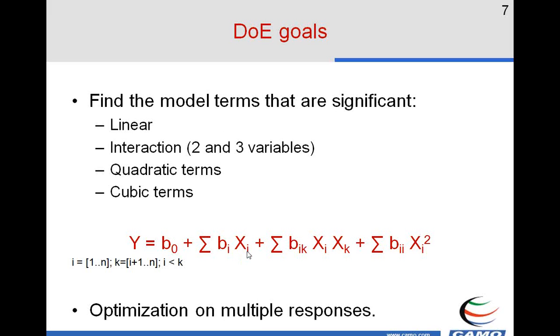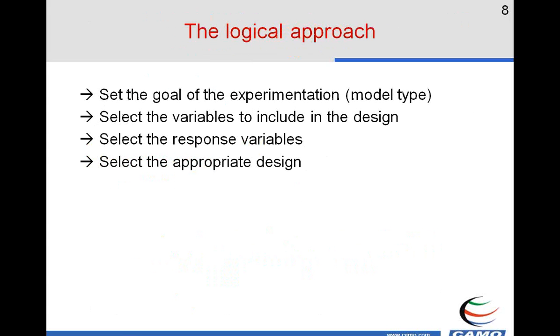So we can do that for one response, but we can do it on several responses. And then we can make an optimization on multiple responses. So then we just have to solve an equation system. So that's for the DoE goals.